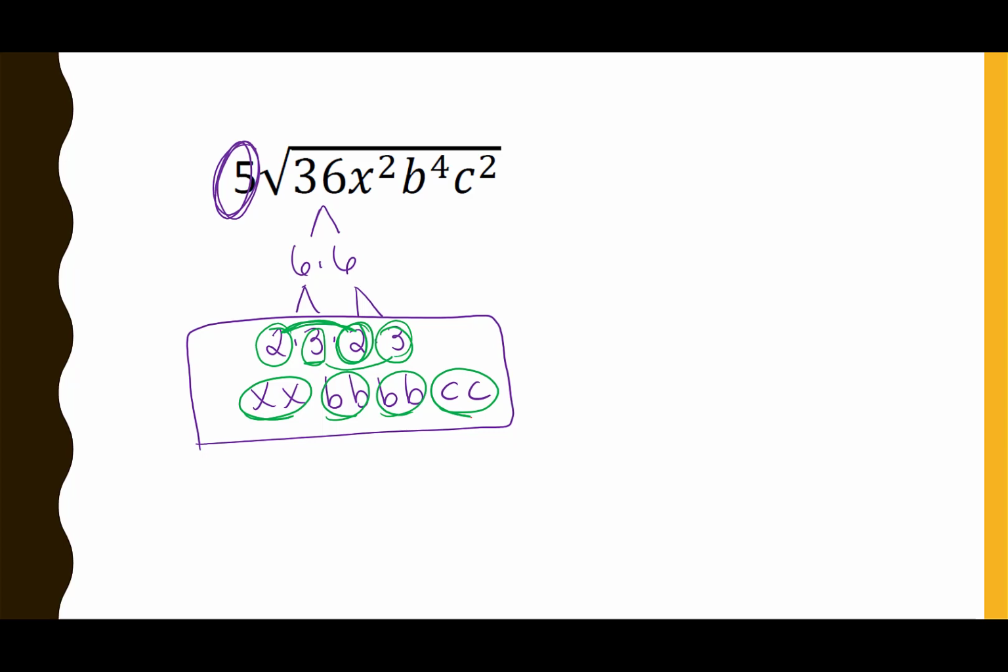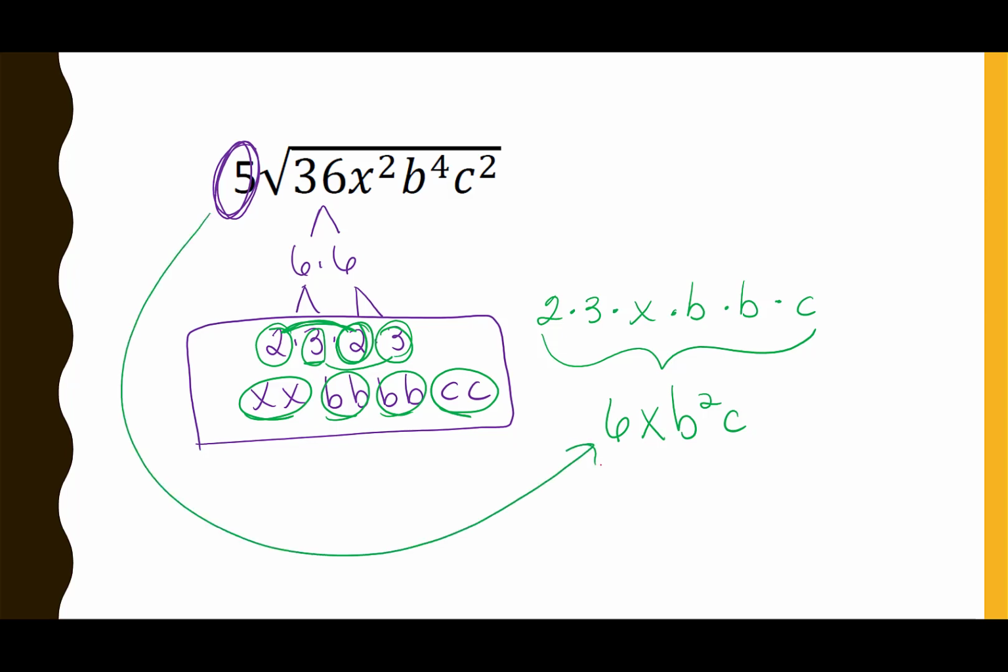With each pair that was circled, only one number survived. So we had a pair of 2s, a pair of 3s, a pair of X's, a pair of B's, another pair of B's, and a pair of C's. Together, that looks like 6. So this is what you have when you multiply those together. But let's not forget that there was a 5 already there. And so 5 times 6 is 30 x b squared c.